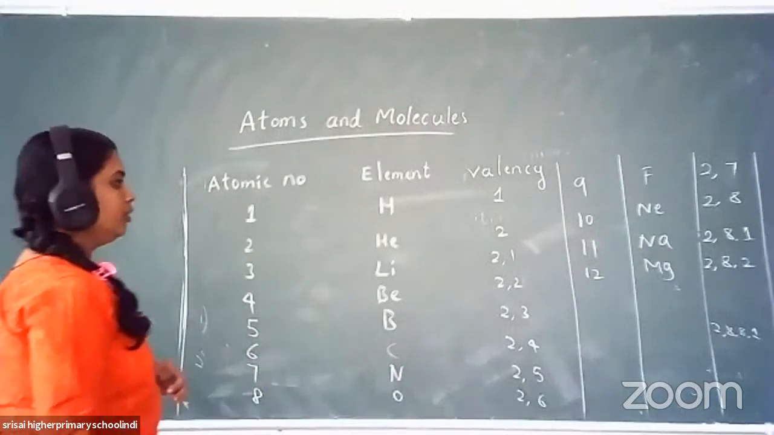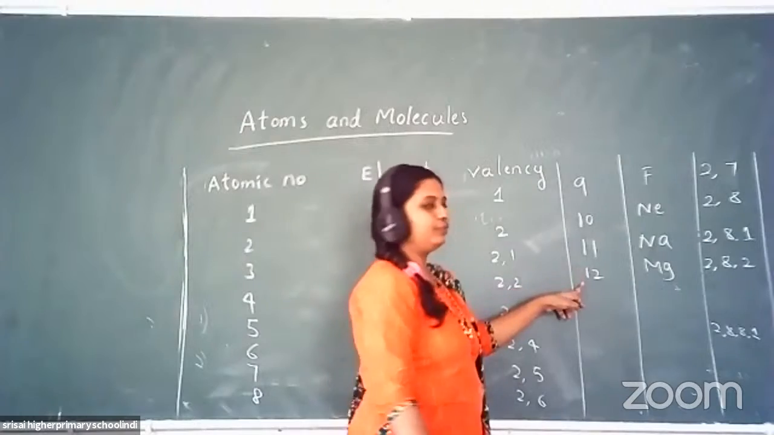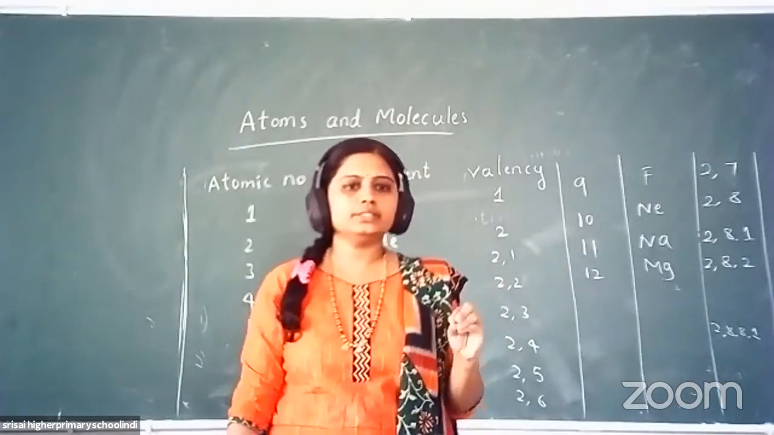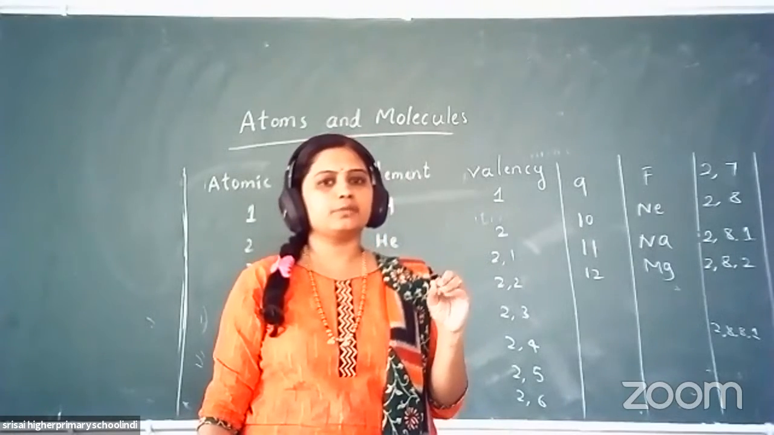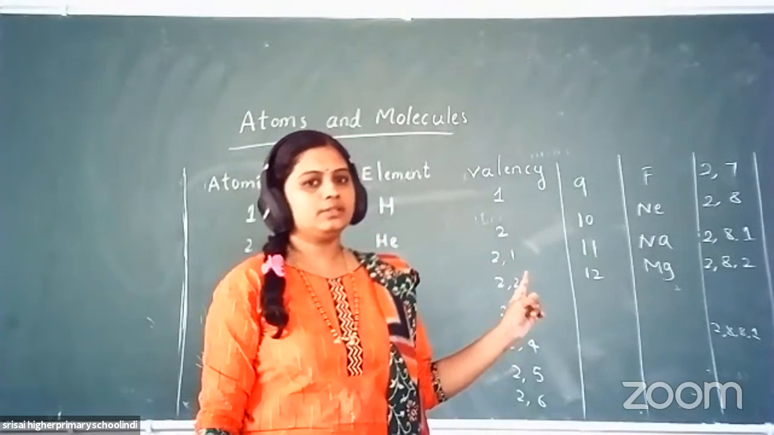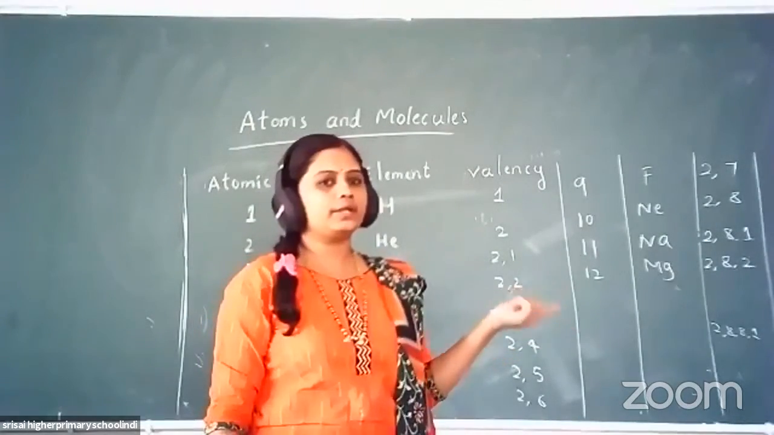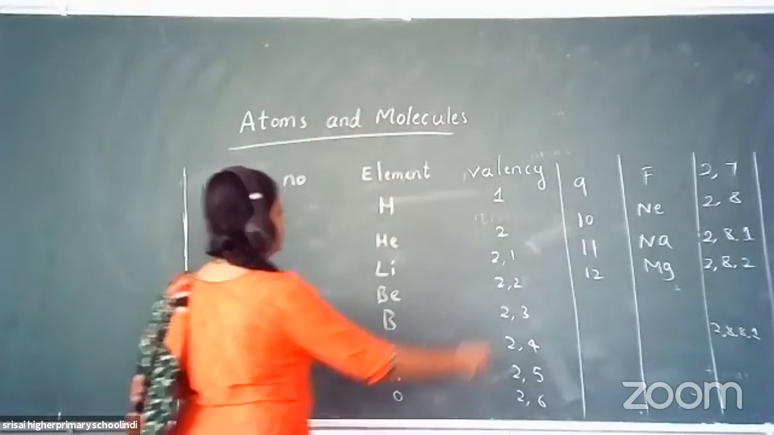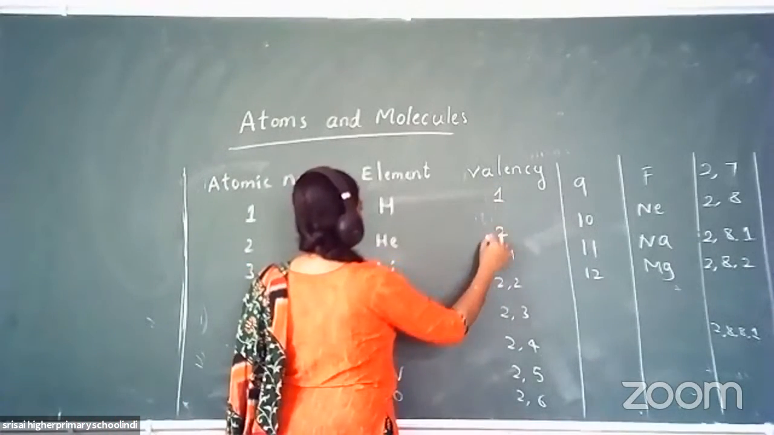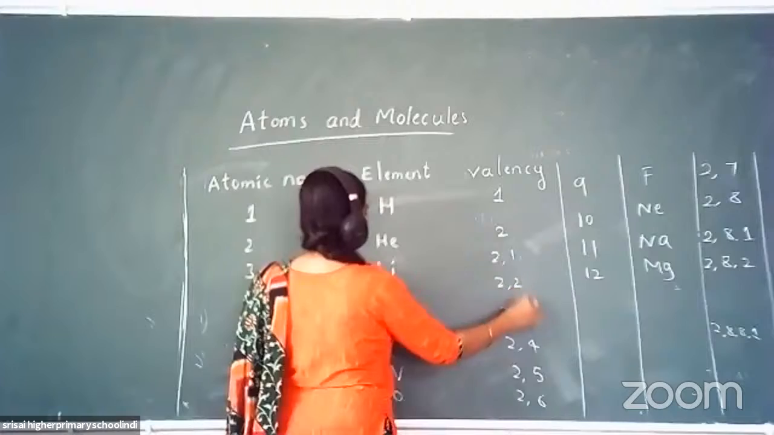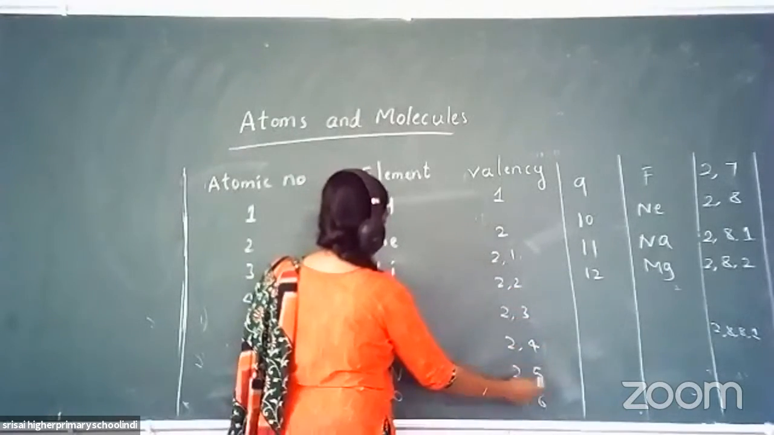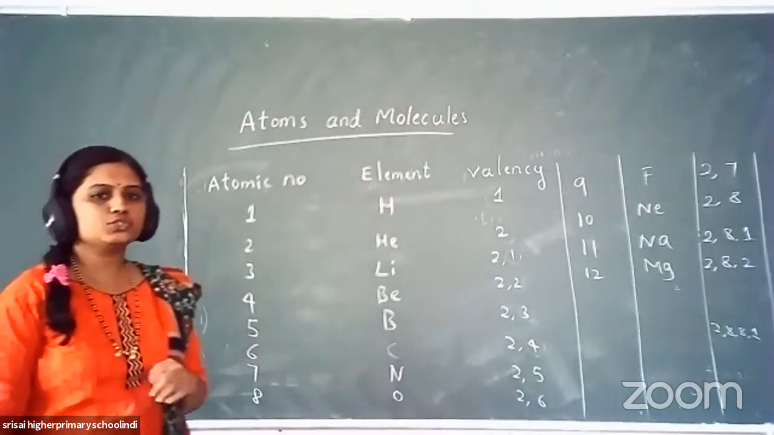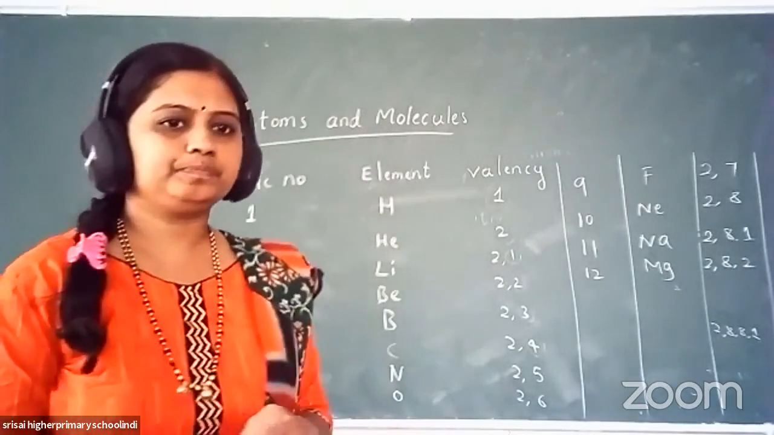Yes, ma'am. Okay. Like this you continue all the elements. At least 50 element names you write today like this. Then only you will get how to find the valency number. So what is the valency number? This last number is the valency number. First, tomorrow you write this homework.